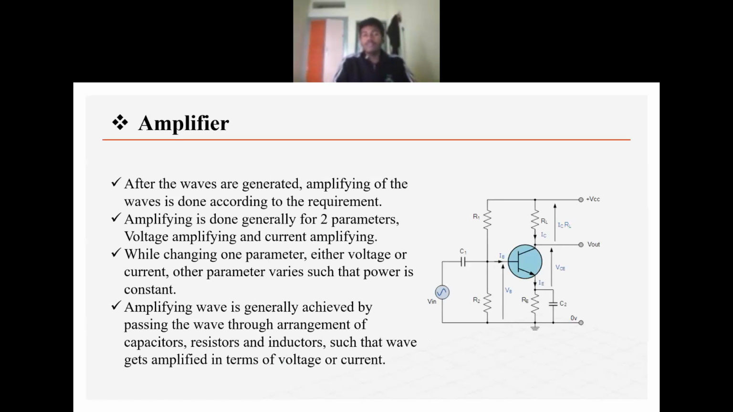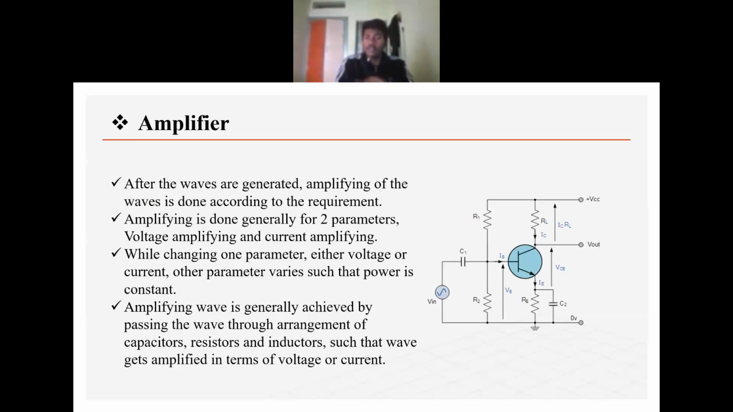So once the frequencies are generated in the oscillators, now it comes to the amplifier. What an amplifier does is amplify the wave according to the requirement. Mainly it amplifies two parameters, which are voltage amplifying and current amplifying. Now this signal will have a constant power. So when we increase or decrease the voltage, the current will increase or decrease accordingly, to keep the power constant.